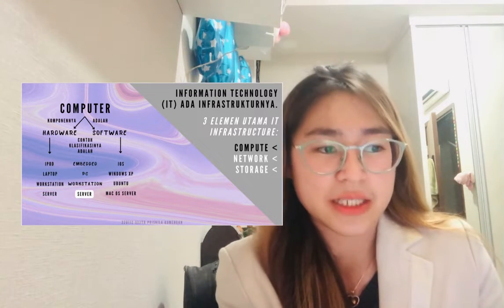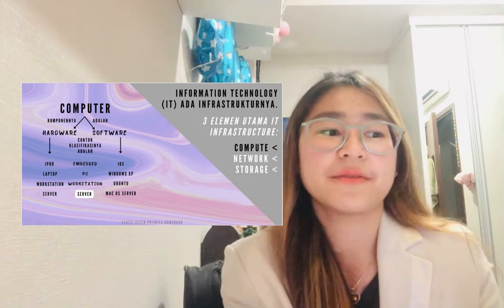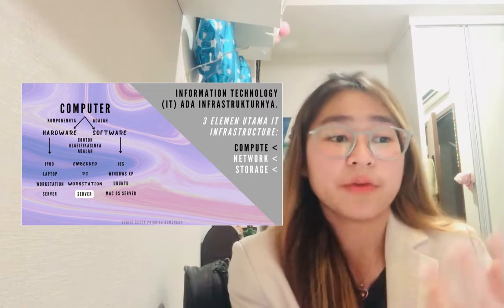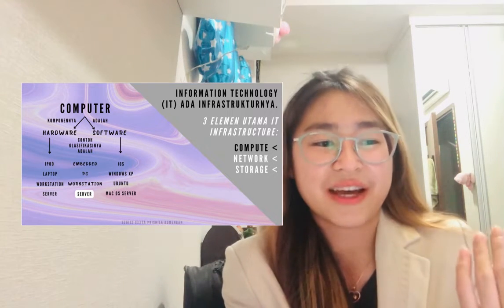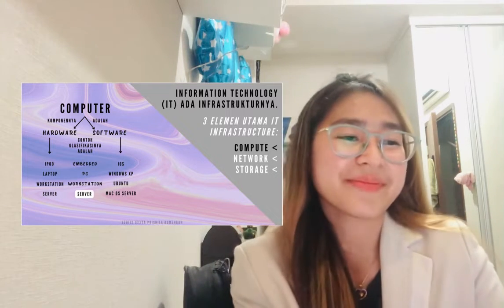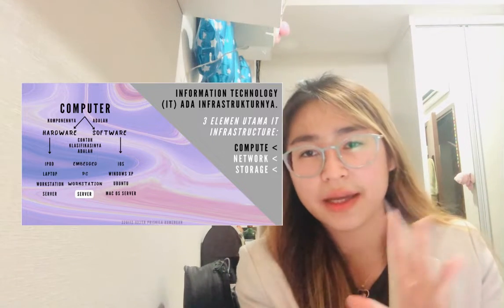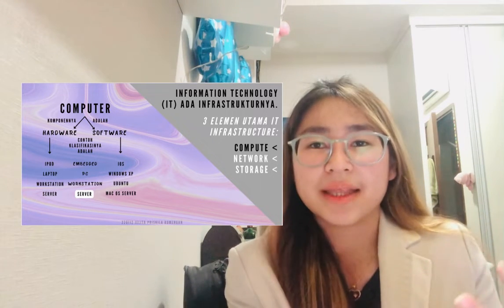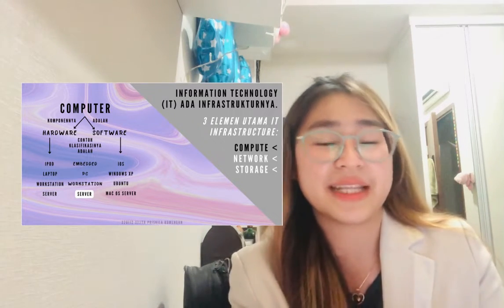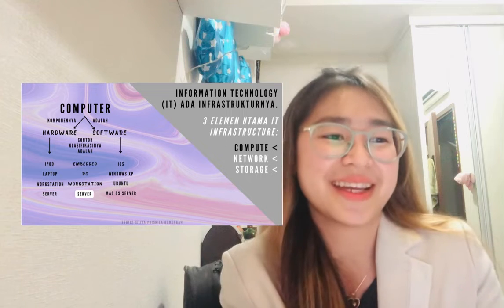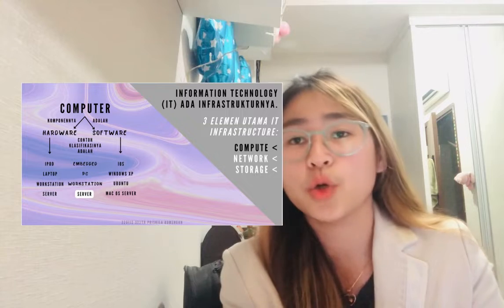The second classification is PC, personal computer. The hardware is laptop, for example, and the software is Windows, which right now has been upgraded to Windows 10. The third classification is workstation. Workstation is like a computer, but has a higher performance than just a computer. And the example for the OS is like Ubuntu.